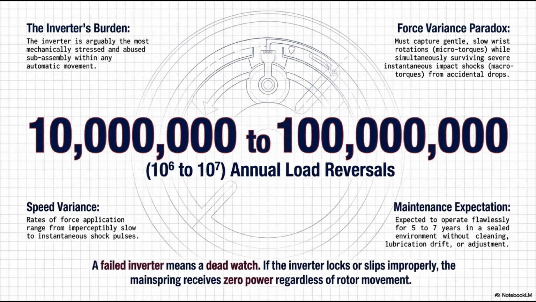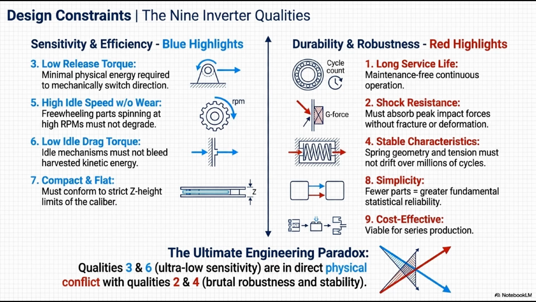And what is the maintenance expectation? The customer expects this highly stressed nexus to operate flawlessly for 5 to 7 years in a sealed environment without any cleaning, without the microscopic lubrication drifting, and without any adjustment. If a gear train wheel fails, the watch stops. If the inverter fails, locks up, or slips improperly, the mainspring receives zero power regardless of how much the rotor spins, and the watch slowly, silently dies. Designing an inverter that survives that burden requires navigating impossible constraints.